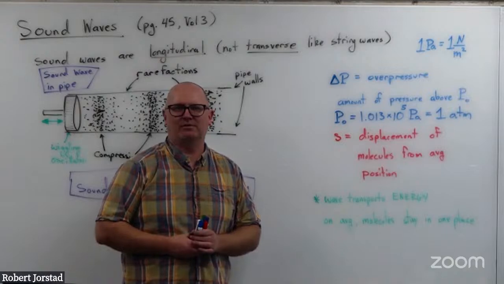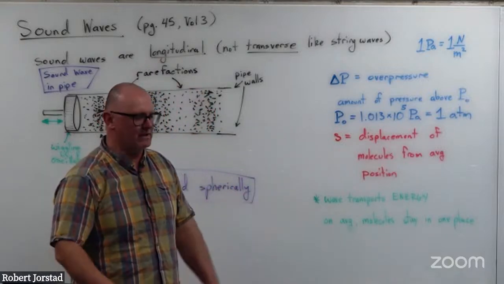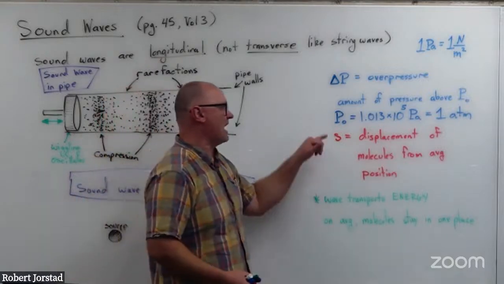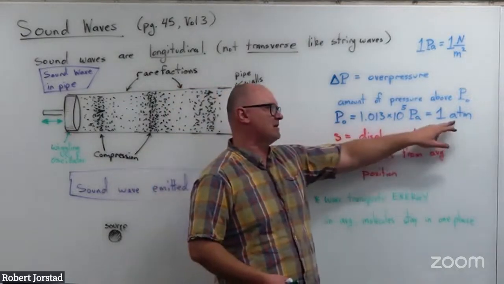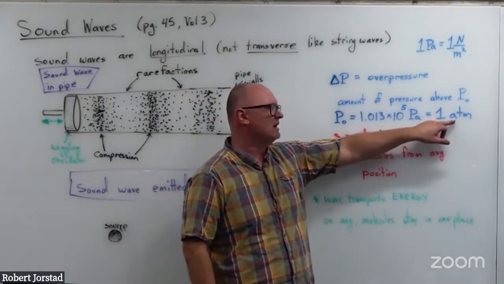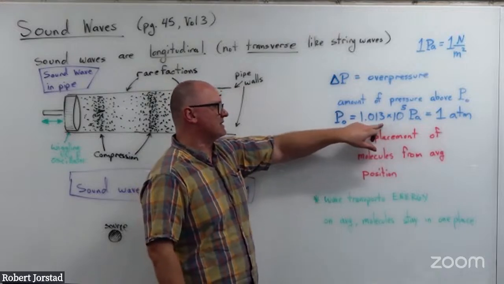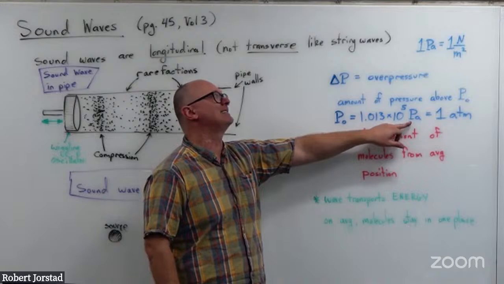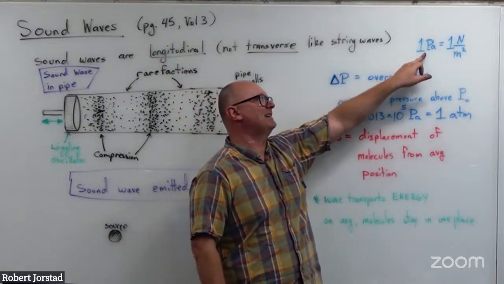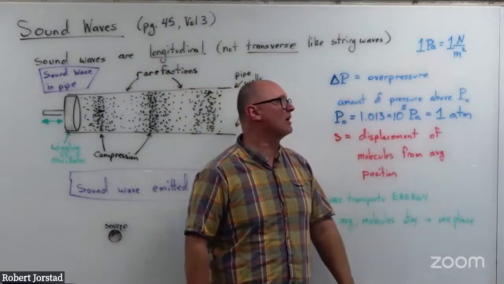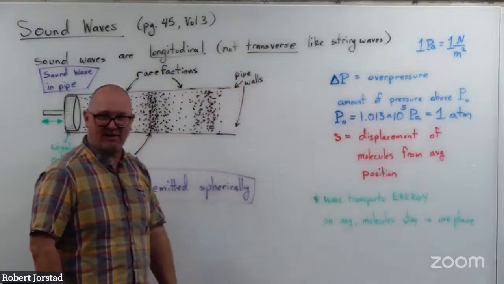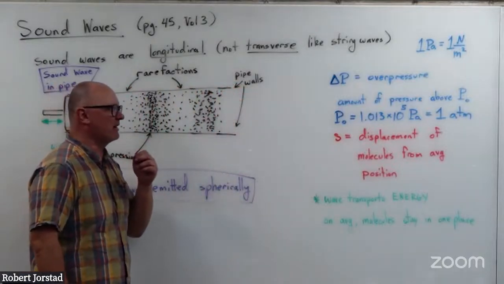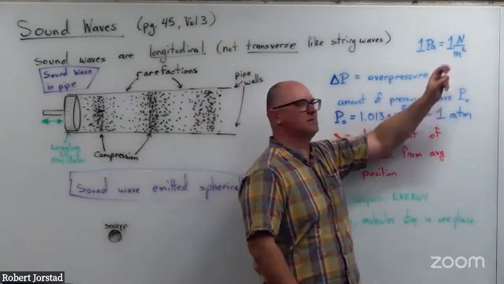When you are breathing air in the atmosphere, we assume that atmospheric pressure is, generally speaking, close to 1 atm, but we don't use those units in physics. We use 1.013 times 10 to the 5th pascals, where a pascal is a Newton per meter squared. Pressure is force per unit area; force is a Newton, area is meter squared.